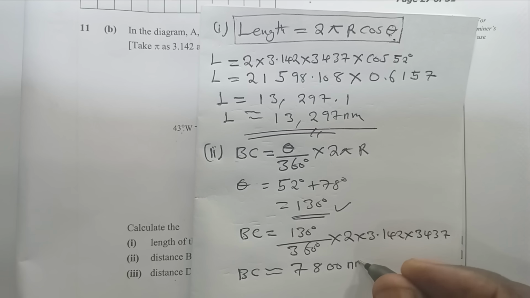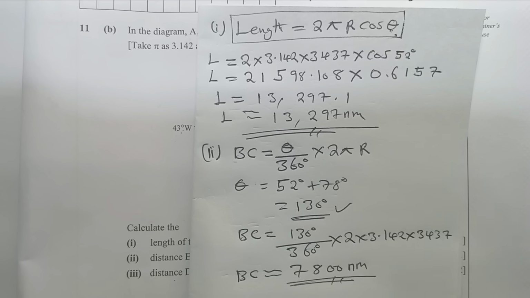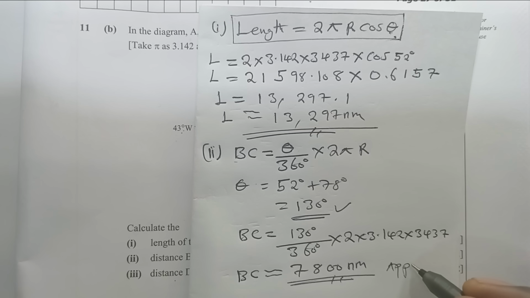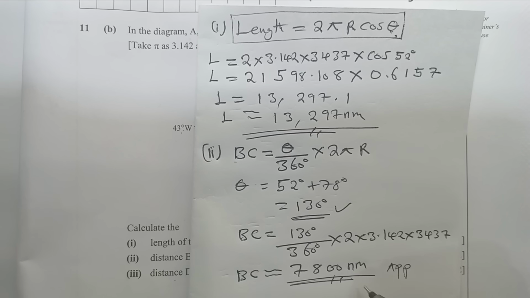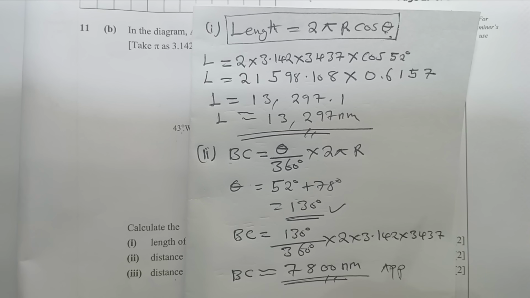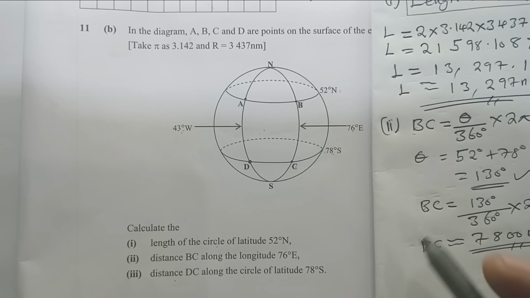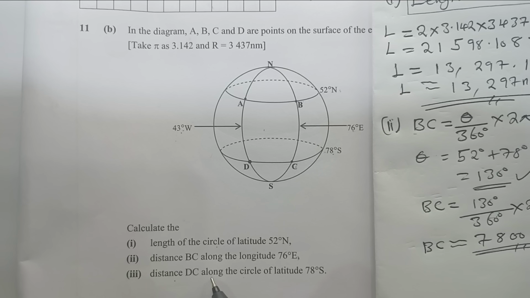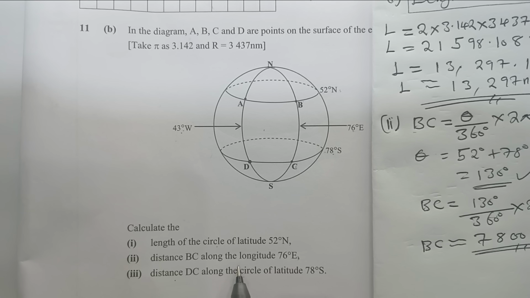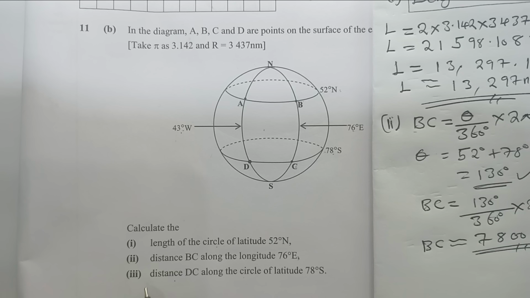This is going to give us 7,800 nautical miles. What we have gotten here, we need to understand, is an approximated value for BC, the distance BC. That is for the second part of the question. Moving to the last part, it says, calculate the distance DC along the circle of latitude 78 degrees. The second one was distance along the longitude, which is a great circle. The other one is talking about distance DC, which is along a small circle of latitude 78 degrees.